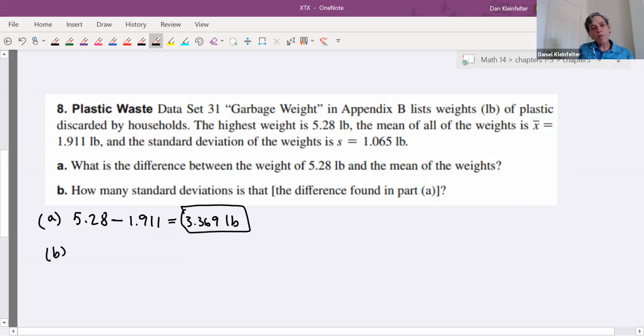And then for B, we want to know how many standard deviations that is. So we're taking that difference and using it to get the z-score. We have to divide by the standard deviation, which was 1.065. So that's 3.16. And that's unitless because it's a z-score. So it's a little over 3 standard deviations.